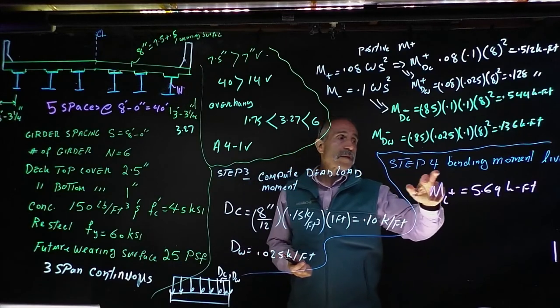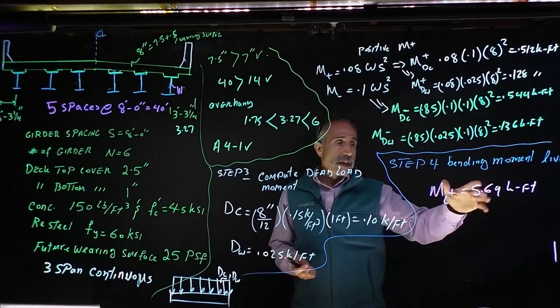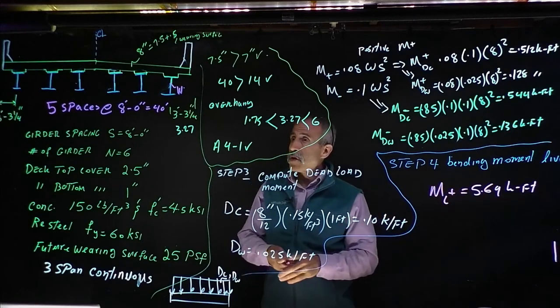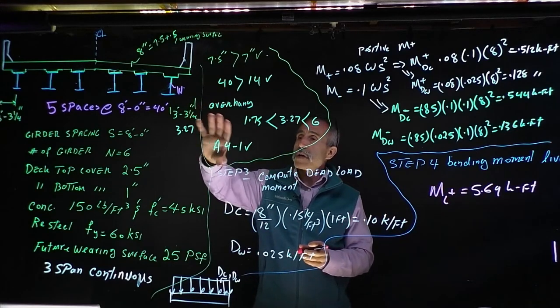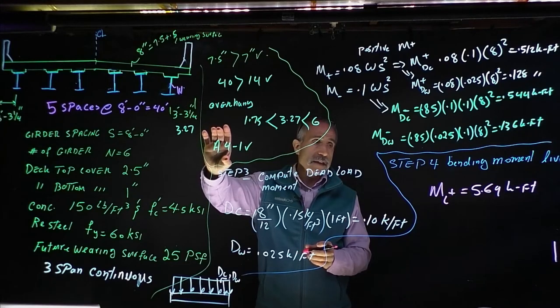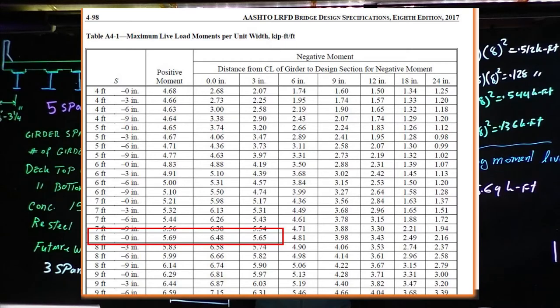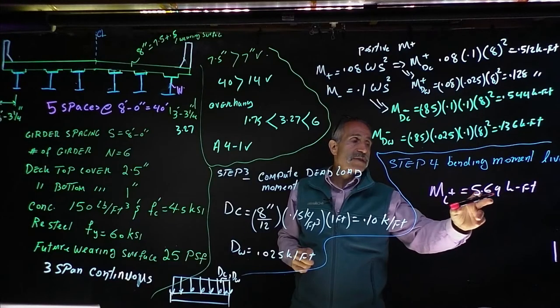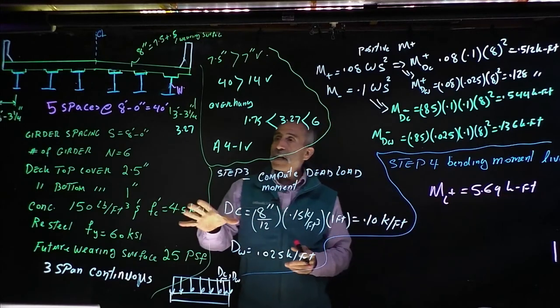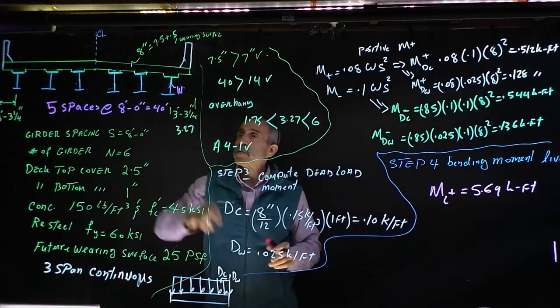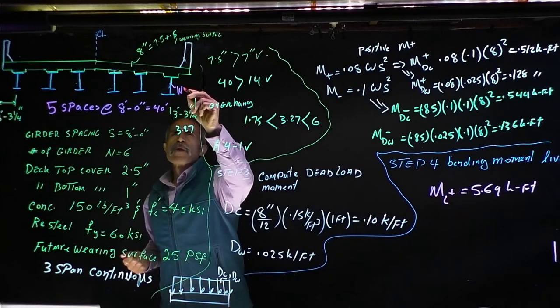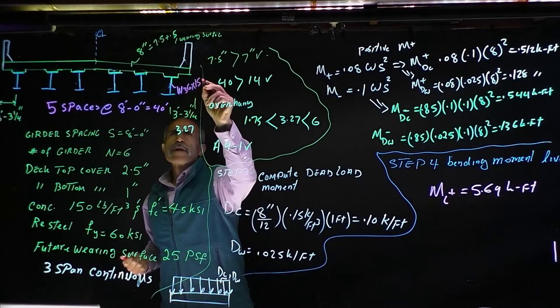Step number 4 is going to be bending moment due to live load. If you look at table A4, we said we're going to use table A4. So based on table A4, we look at the spacing, and we find that our maximum live load positive moment is going to become 569 kip-foot. For the negative one, our beam is a W36 by 150. I forgot to put that down.